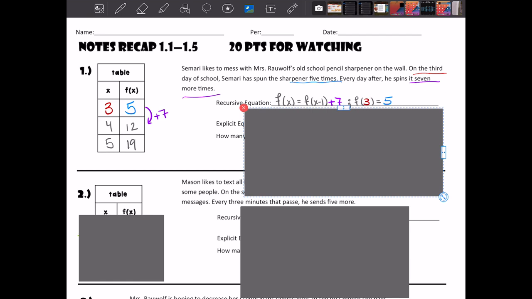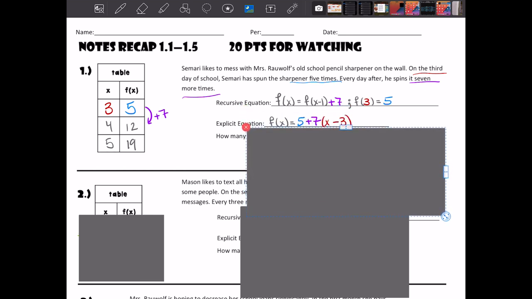Okay, all the colors match. So if you want to use colored pencils, please do. I really recommend it. The explicit equation goes f of x equals 5, our start number, plus our common difference of 7, times x minus 3, because we do the opposite of the minus 3 there, okay? So we do the opposite here.